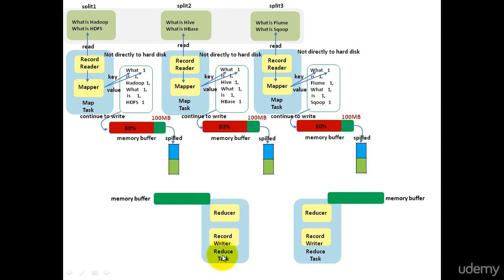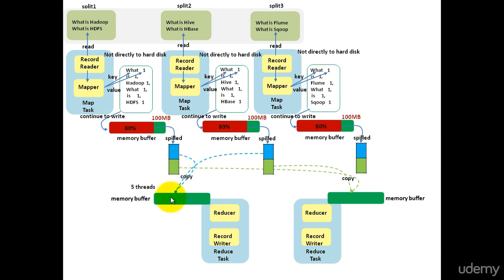Reduce task will start copying the records from the map output. Reduce task will not wait for all the map tasks to complete. As soon as one of the map tasks completes, reduce task will start copying the records. All the records in the same partition will go to the same reducer. By default, reduce task uses 5 threads to copy data in parallel from different map tasks.